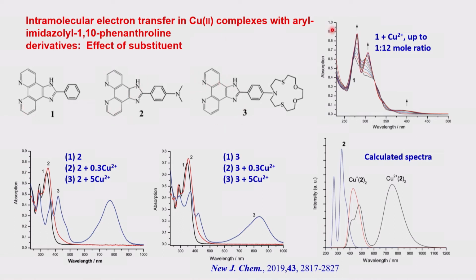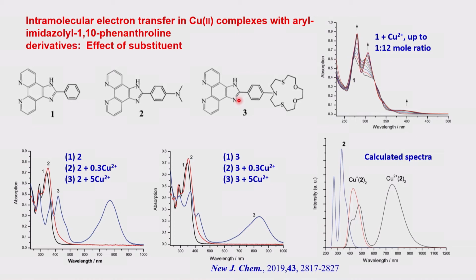So this is what is called the aryl imidazolyl phenanthroline. This part is phenanthroline, and this part is imidazolyl. Now this is connected with some aryl: there is a phenyl, then a dimethylaminophenyl, and then another one. The main portion is common to all, so if you study the absorption spectrum of this and this and this, you will be able to compare easily what kind of changes are coming.